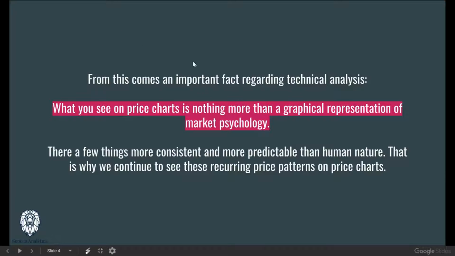And from these two branches of history comes an important fact regarding technical analysis. And that is that what you see on price charts is nothing more than a graphical representation of market psychology. There are very few things more consistent and more predictable than human nature, and that is why we continue to see these recurring price patterns on price charts. So whenever you see a big run-up in price, a corrective structure, and either continuation or a dump of price, you know all we are seeing is a representation of market psychology.